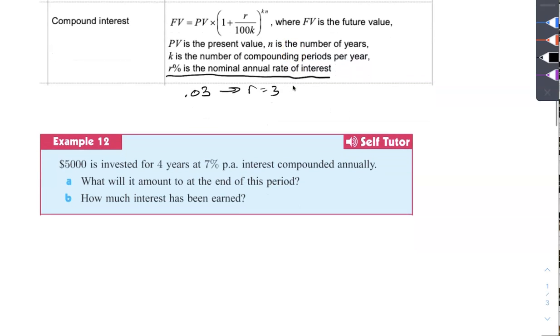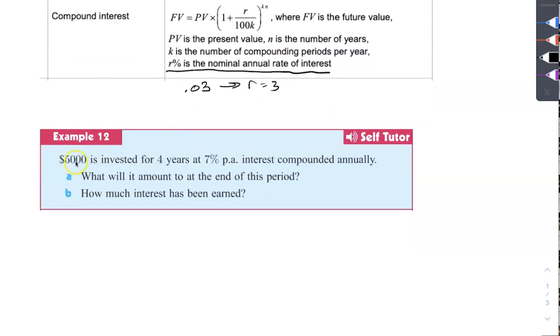So let's do an example. This first one: $5,000 is invested for 4 years at 7% interest compounded annually. What will the amount be at the end of this period? A couple things here. Years, that's N in our formula. Compounded annually means our K is 1. That's how many times we're compounding per year, 1 time.